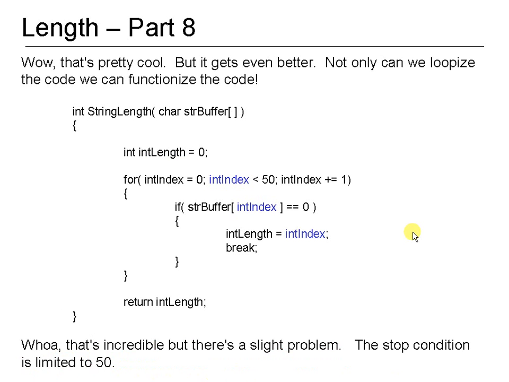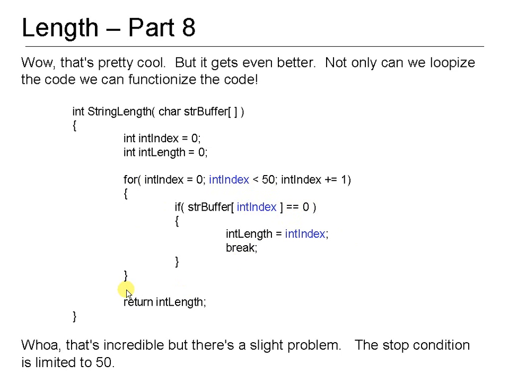Wow, that's pretty cool, but it gets even better. Not only can we loopize the code, but we can functionize it. So for example, here's a function called string length, and it takes an array of characters, and notice we don't put the size in there, so it'll take any size string, and it returns an integer. And I'm missing int index, so let me pause and put that in there. So there's int index, got that in there now. We loop all the way up to 50 characters. If we find a null character, then that is our length. We can stop looping and we break out and we return the length.